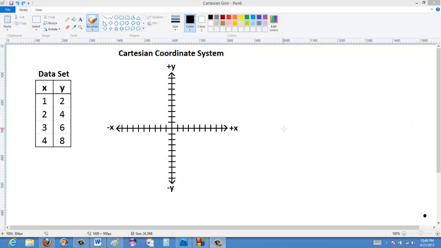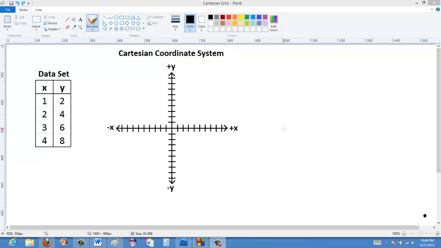Okay, in this video I wanted to talk about the way that we can use the Cartesian coordinate system to display data sets of ordered pairs, and then how we can use those data sets to find the relationship between data and to see if there even is a relationship between data.